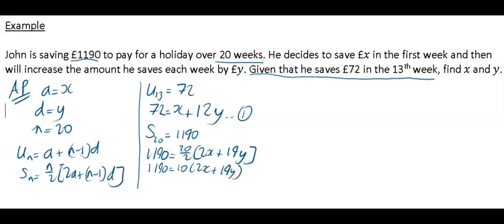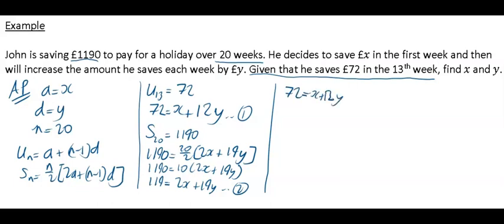And you can divide across by the 10 and make life a wee bit easier. That's 119 is equal to just 2x plus 19y. And that's your equation 2. Okay, all we're going to do now is solve these two things. So just write down my two equations. I had 72 is equal to x plus 12y was my equation 1. 119 is equal to 2x plus 19y. That was my equation 2.